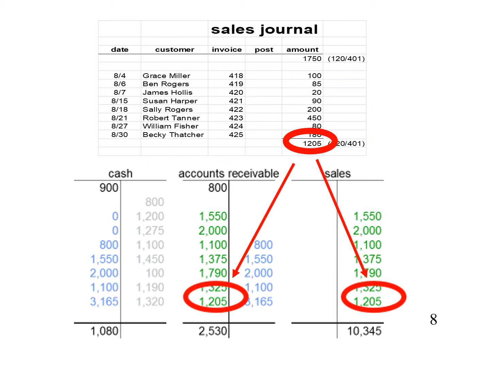So we post from the sales journal to debit accounts receivable, credit sales. So periodically, once a week, once a month, whenever, we post from the sales journal to accounts receivable and sales. Now, notice when we audit transactions, we get information about the sales account, but we also get information about part of accounts receivable.